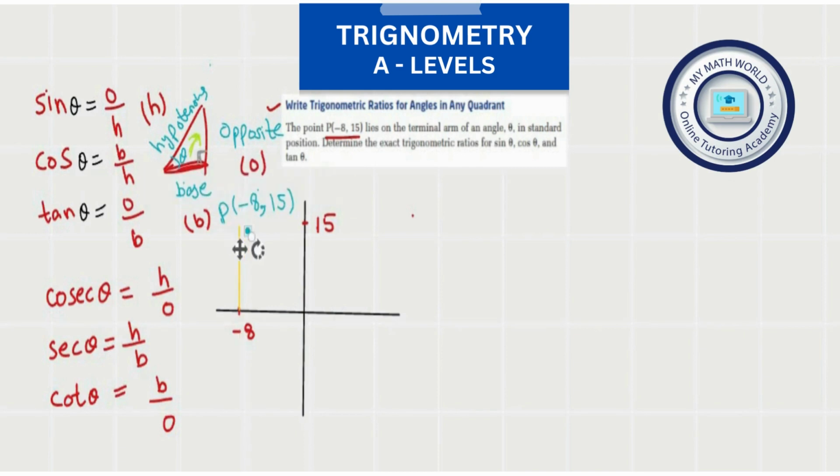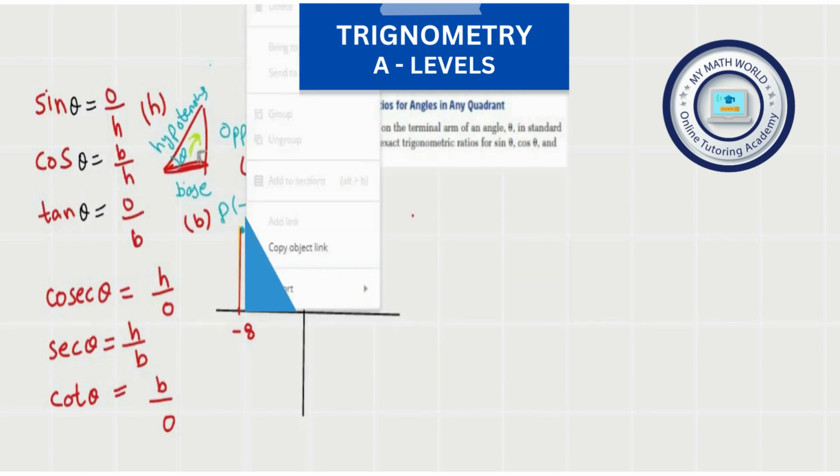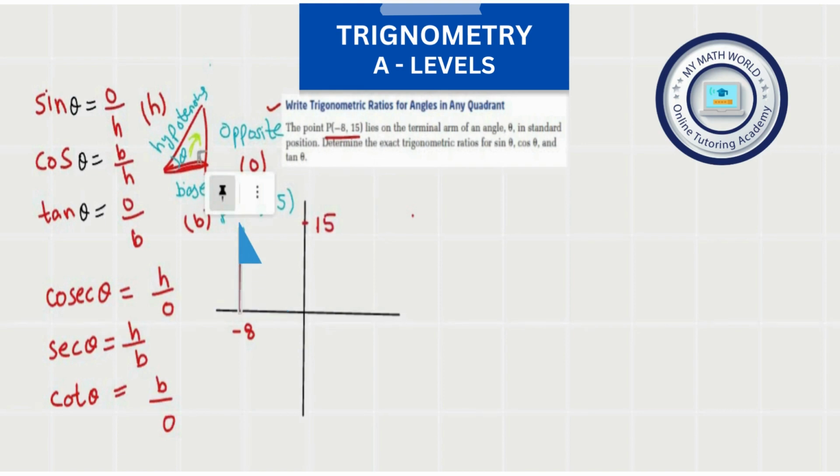Okay, and on the other side, on the x-axis, this line is exactly on the x-axis. Its length is -8, and the length of the line which is parallel to the y-axis must be 15 because it was given to us.